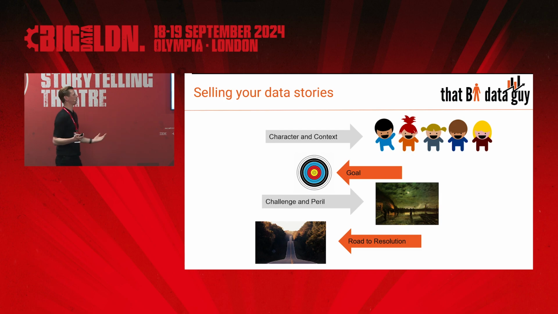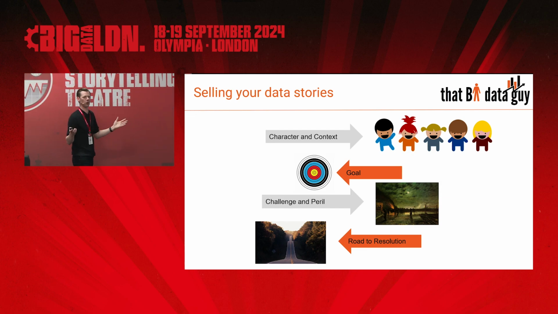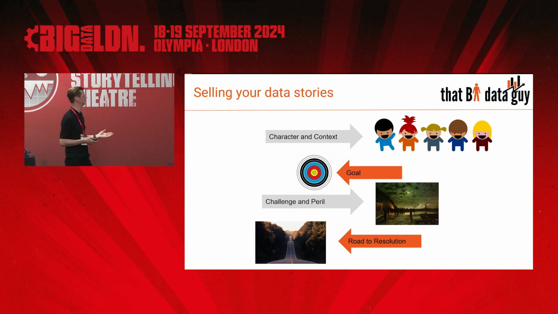So what does every story have? Characters, context, a goal, challenge and peril, and a road to resolution. Most people say it's a start and a middle and an end, but those that work in data know there's never an end to anything.